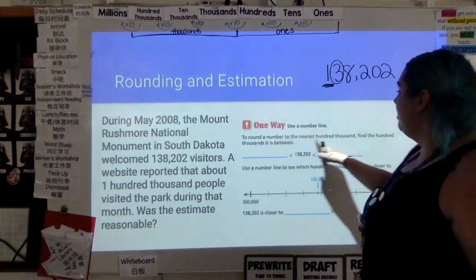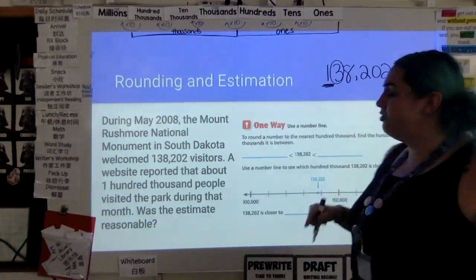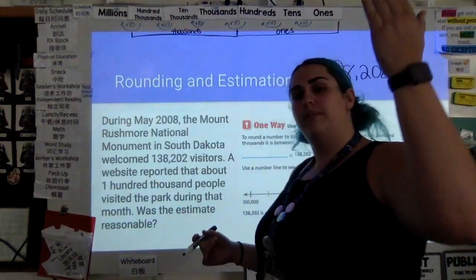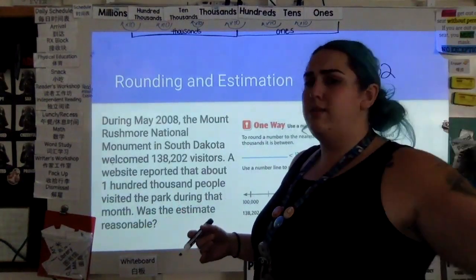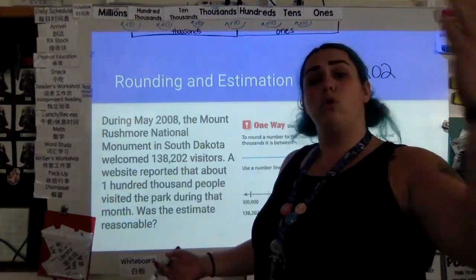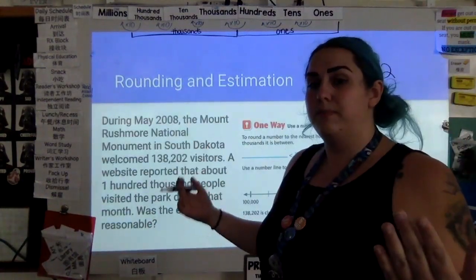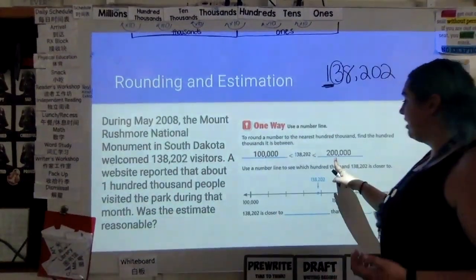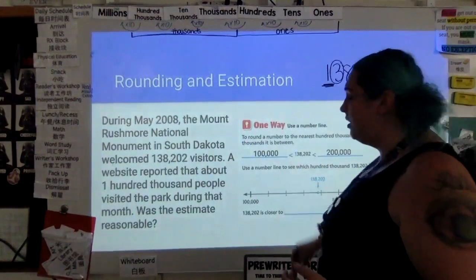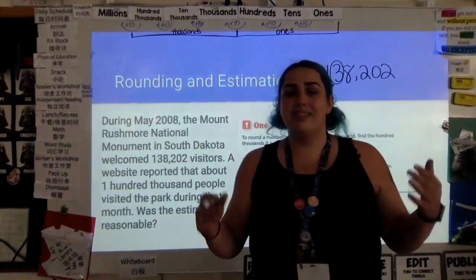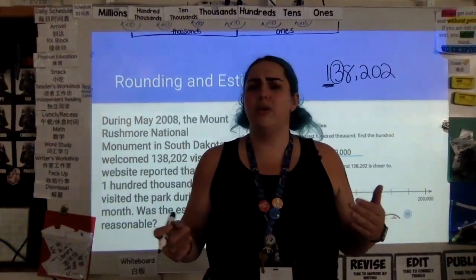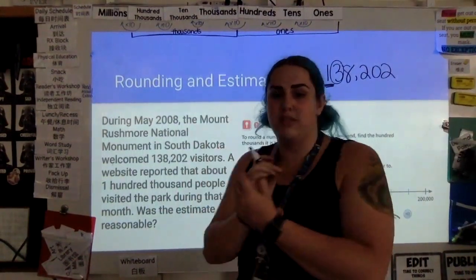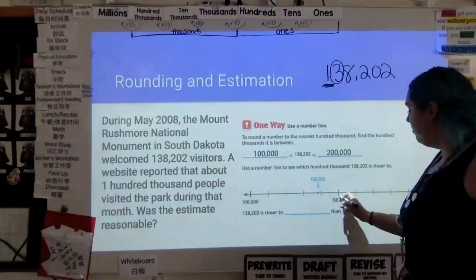So to round a number to the nearest 100,000, find the 100,000s it is between. You have to think to yourself, it's between what? Is it between 0 and 200,000 or 100,000 and 200,000? It is between 100,000 and 200,000. It's right in between them. Now, stop and think for a second. What number is directly in between 100,000 and 200,000? And I'll give you a hint. They put it on here for you.